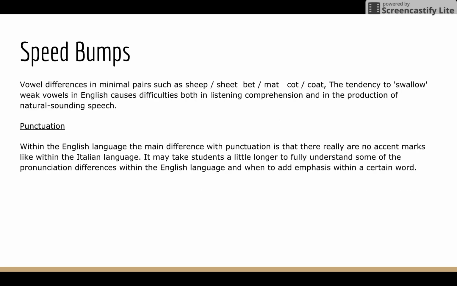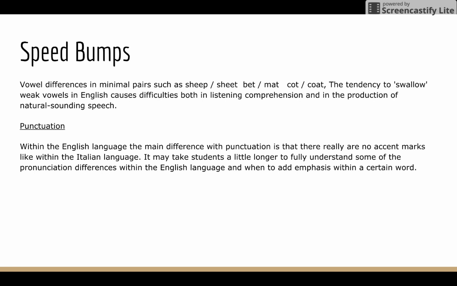Some other speed bumps are vowel differences in minimal pairs that we saw at the beginning of the presentation as well, and this does cause students to have a tendency to swallow weak vowels, and that can definitely cause difficulties both in listening comprehension and in the production of natural sounding speech. If you were to pay attention to Italian students trying to speak English, you would hear these difficulties coming out in twofold. We then have punctuation speed bumps as well.